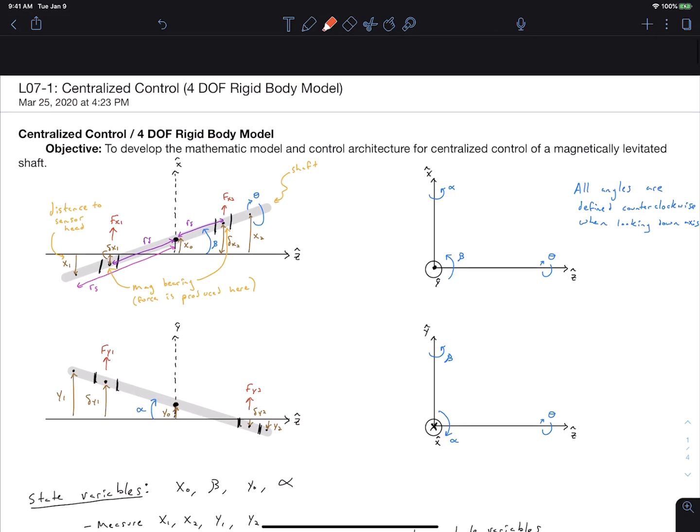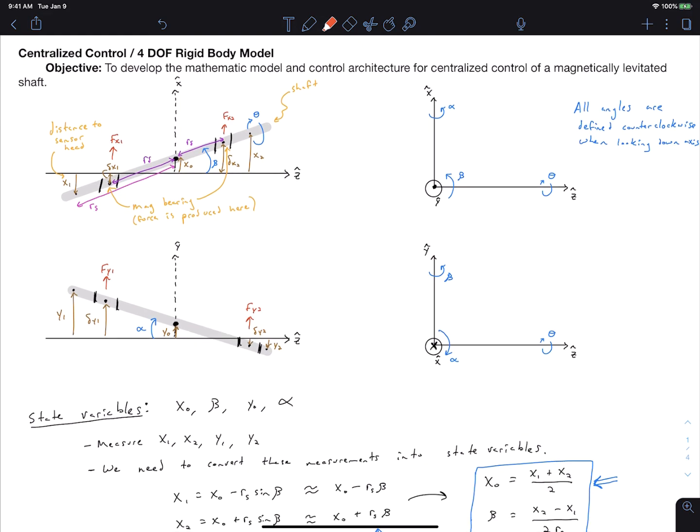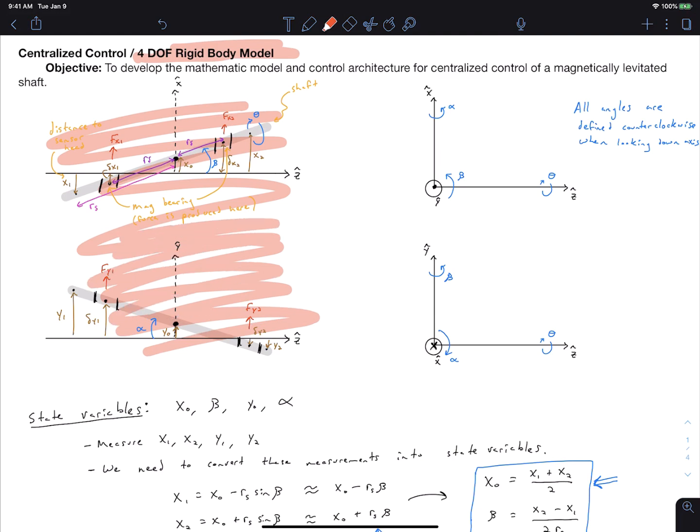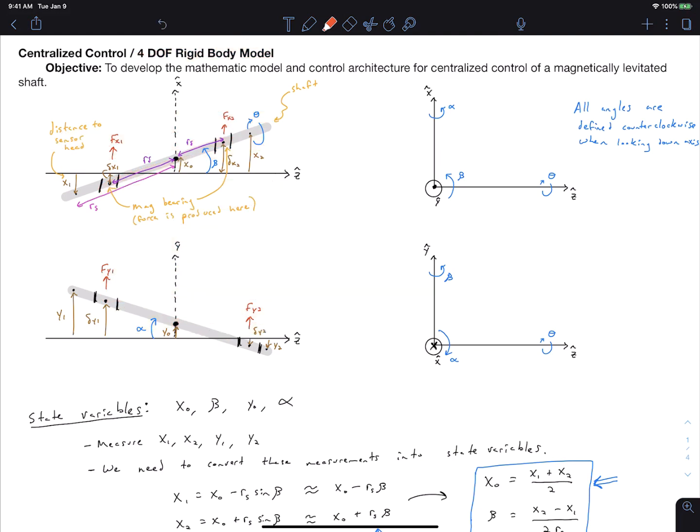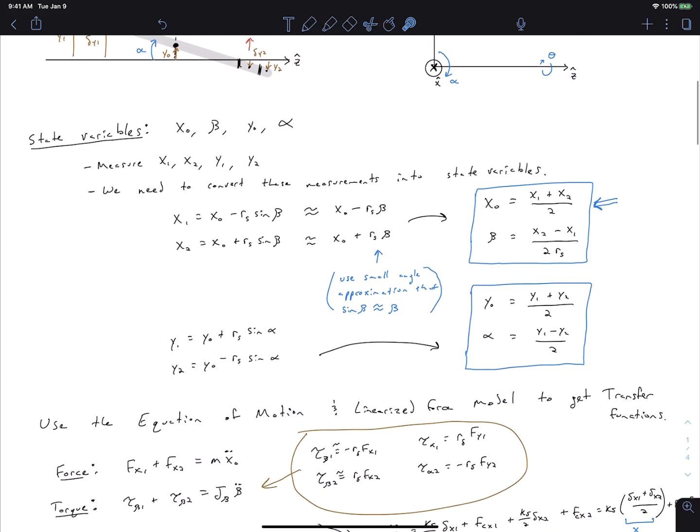So, in summary, this video has set up the 4 degree of freedom rigid body model. That was the set of diagrams that we drew here and the accompanying equations. And we've also talked about centralized control without using the word centralized control much. But basically, we're controlling all degrees of freedom of this, all 4 degrees of freedom, with the 4 actuators. I apologize, 2 actuators, but each actuator can actuate in the X and the Y direction. And we set up our model of this with 4 state variables and 4 measurements. We showed how to convert from the measurements to the state variables.